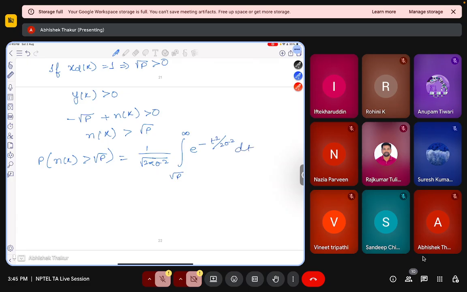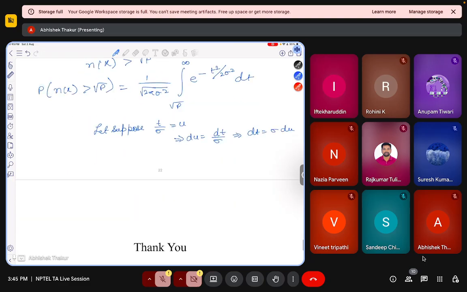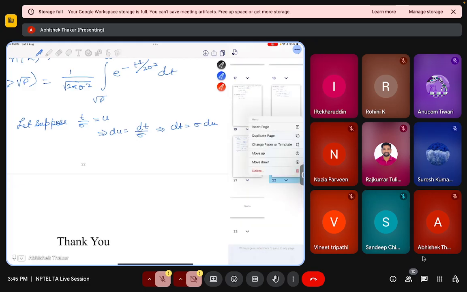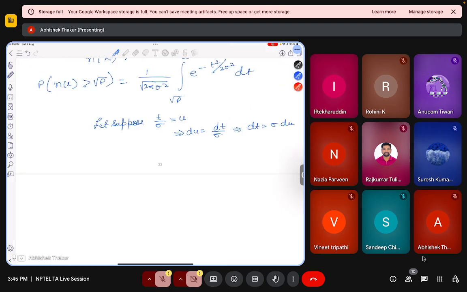Okay, so now let's substitute this term, t squared by sigma squared. So t by sigma we will take as u. So we will get du is equal to dt by sigma. This implies that dt is equal to sigma du. So now let's substitute this value.